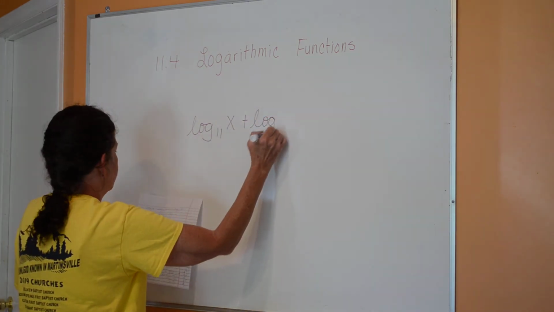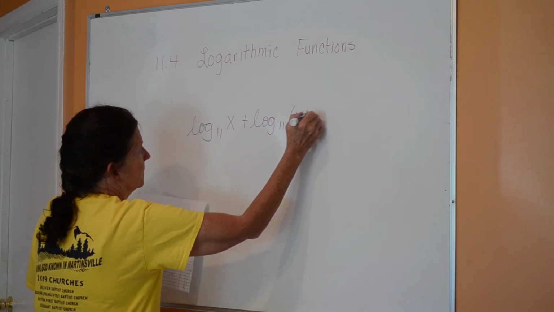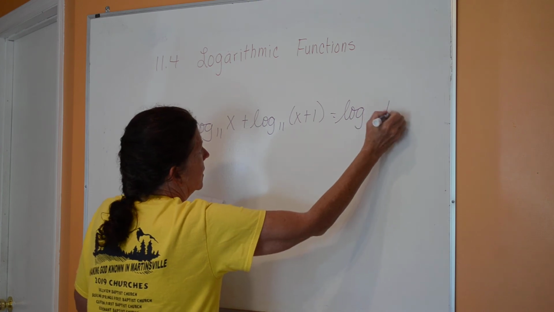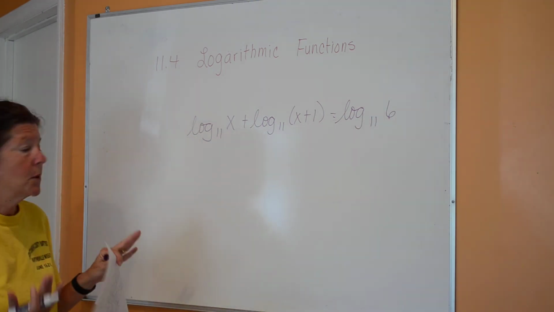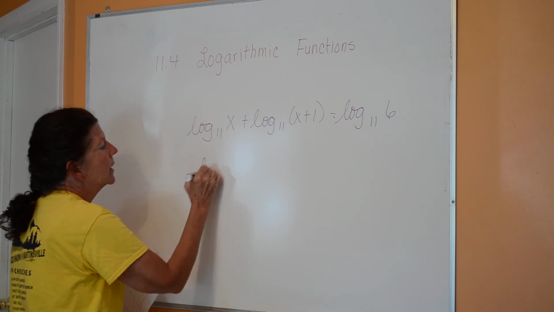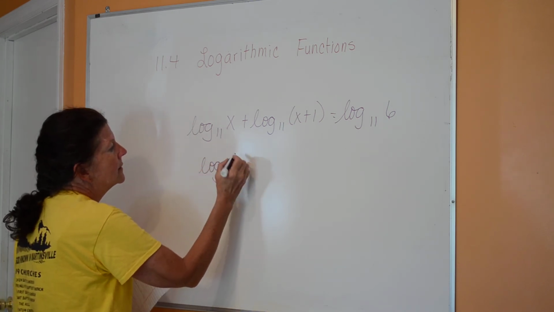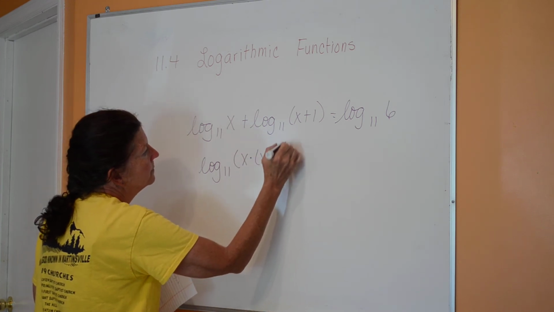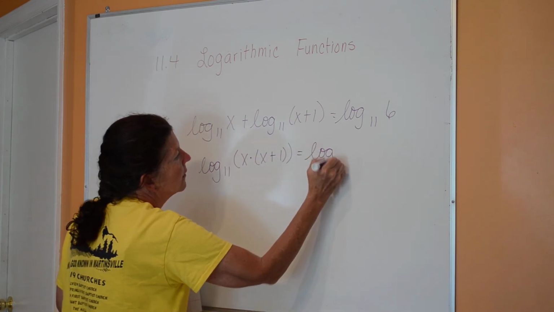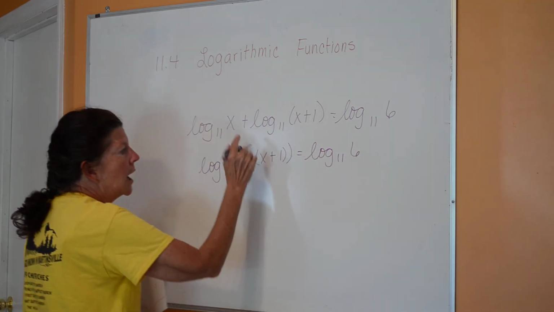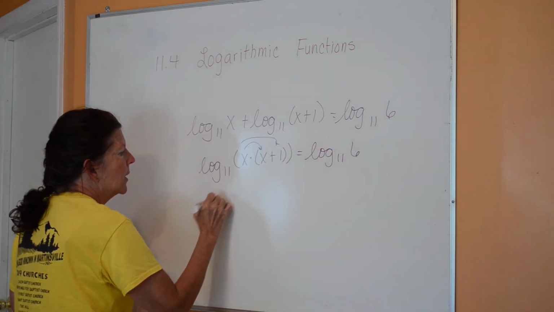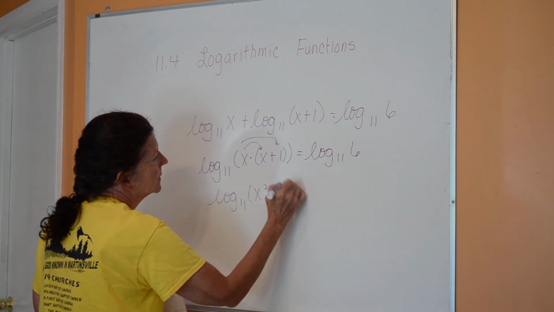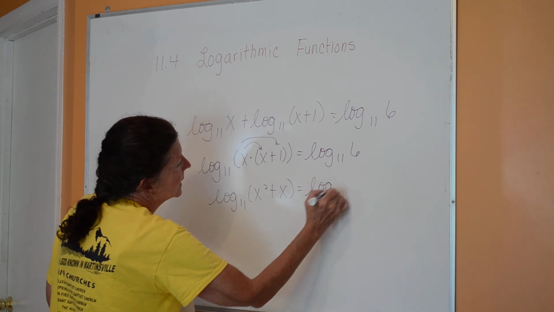All right, here's another problem. Notice this is addition. And when we said addition, it's the same as multiplication. So I can rewrite this as log of base 11 of x times x plus 1 is equal to the log of base 11 of 6. I'm going to have to do the distributive property here. So I have the log of base 11 of x squared plus x is equal to the log of base 11 of 6.